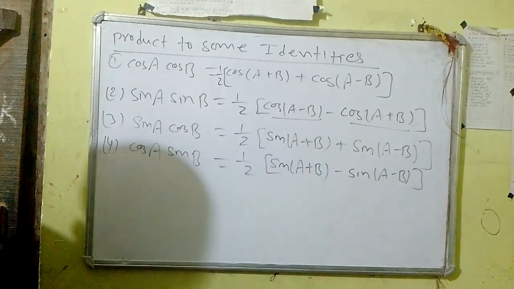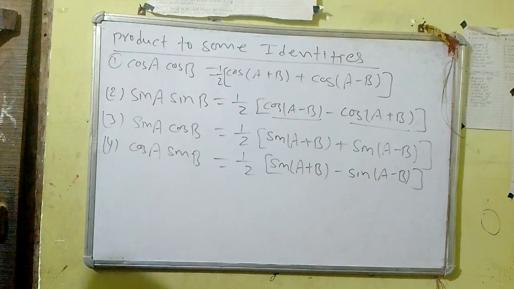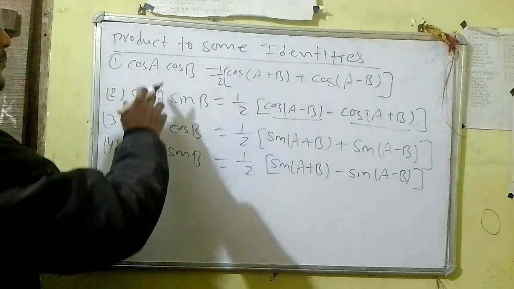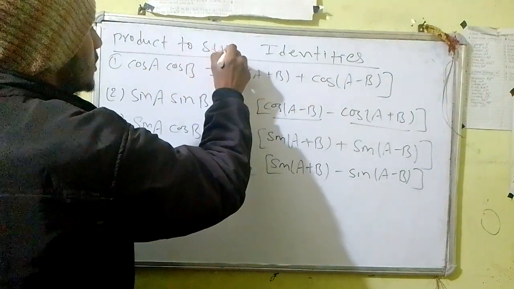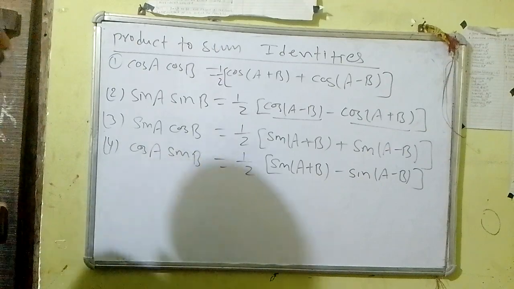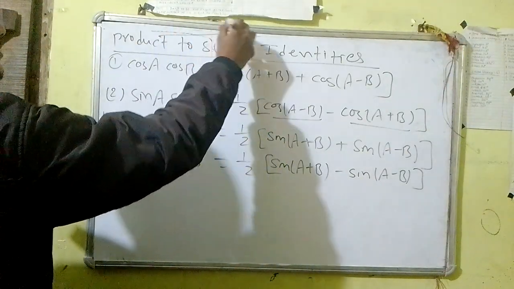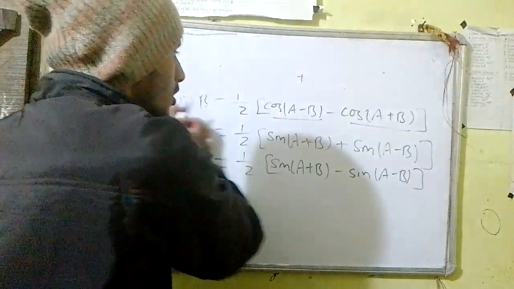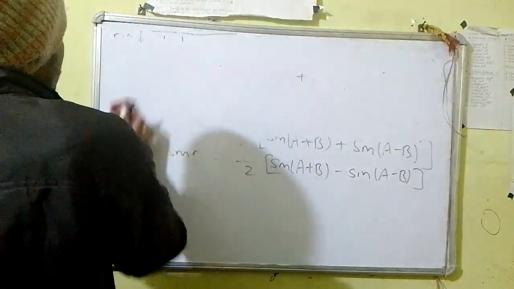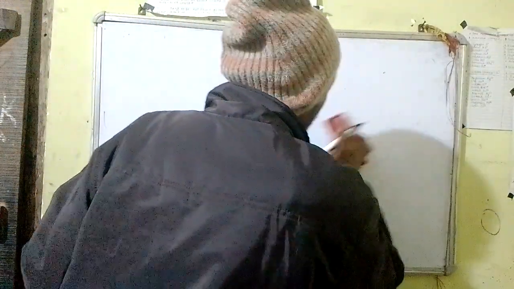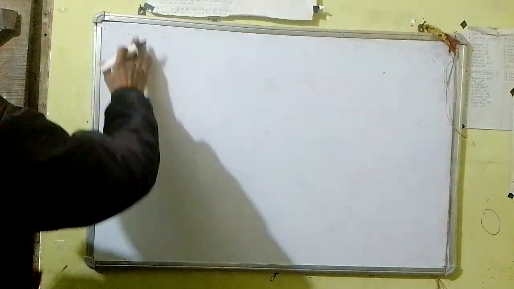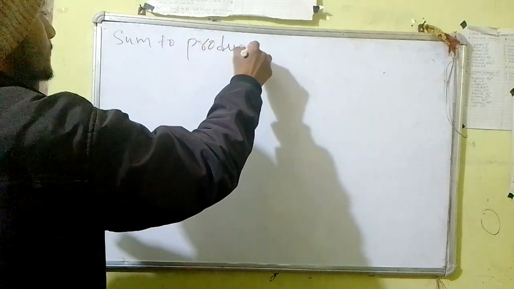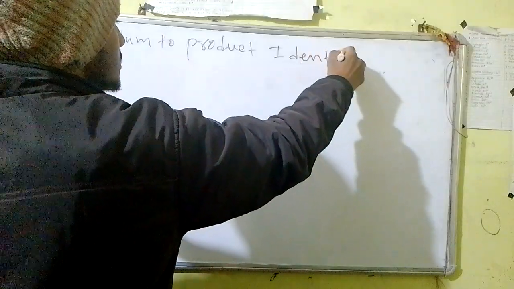So this was just a little recap of what we had done last time. The recap is over. Let's quickly go to the next topic. I have spelled it wrong, I wrote product to sum. Today is the opposite: sum to product identities. Sum to product identities is the thing that we're going to talk about today.